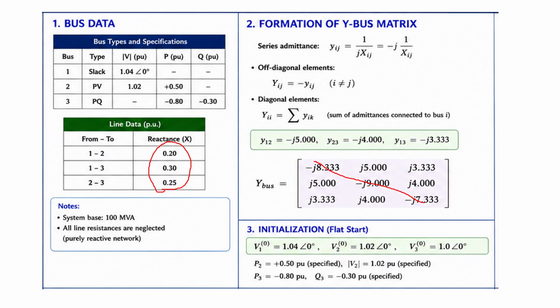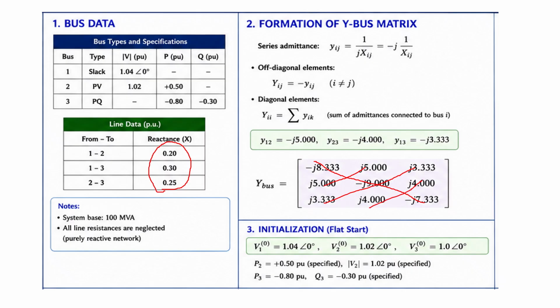For y12 we have here 0.2. If we take the inverse, it becomes 5. For y13, something like 0.3. If we take the inverse of it, it becomes 3.33. So the summation will be 8.3. Like that, for all buses, we add the admittances connected to that bus to obtain the diagonal Y bus component. But for the off-diagonal component, we have symmetry here. We can see this also.